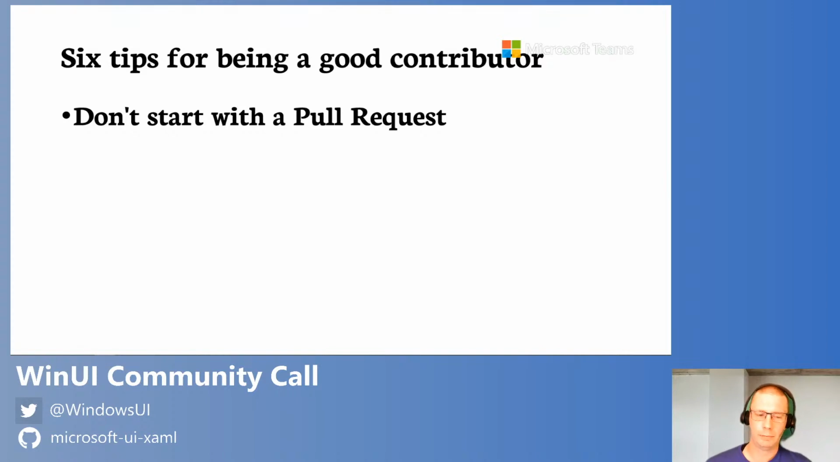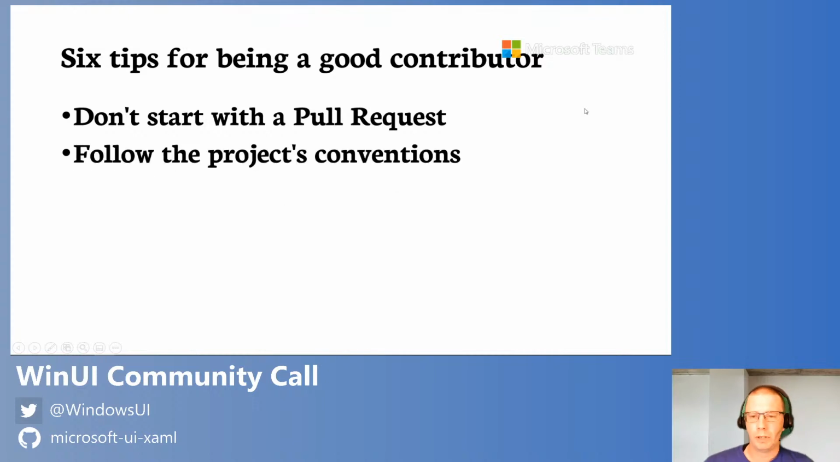If there's an issue you want to work on, comment on the issue and say, hey, I would like to work on this. Or if it's something entirely new, say, hey, I'm thinking about this, would you like it? Would it be useful? Does it fit with the wider project? Projects will have conventions. Most of them will have a guide to contributing, and in most of those guides it will say, don't just start with a pull request.